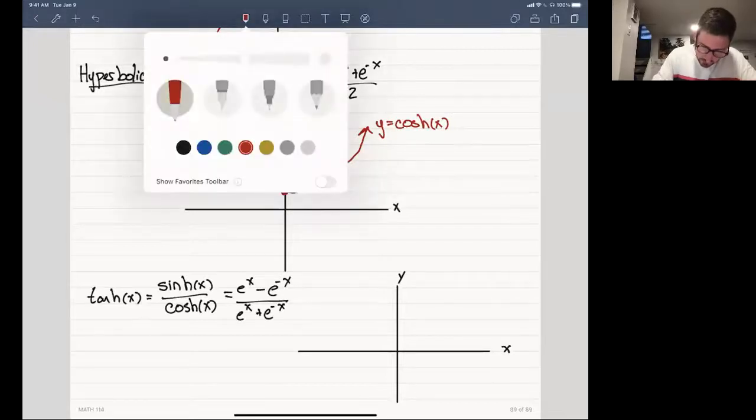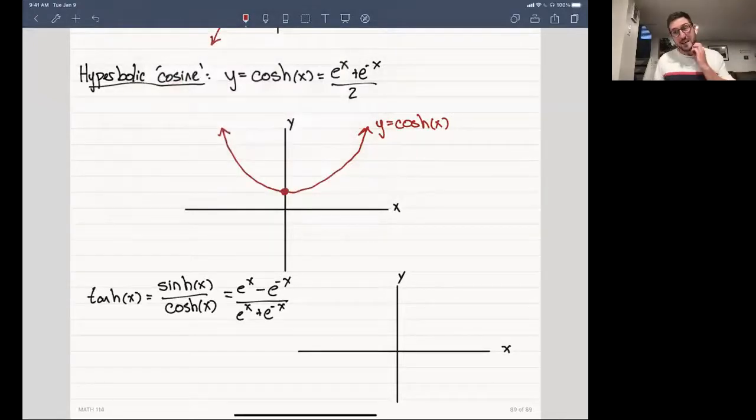Well, in this case, we can see that as x goes to infinity, the limit here is going to be 1 because those e to the x terms become dominant, and you get e to the x over e to the x in this quotient here. Similarly, as x goes to minus infinity, the e to the minus x's become dominant, and the quotient becomes -1, coming from the negative on the top. So you have a horizontal asymptote.